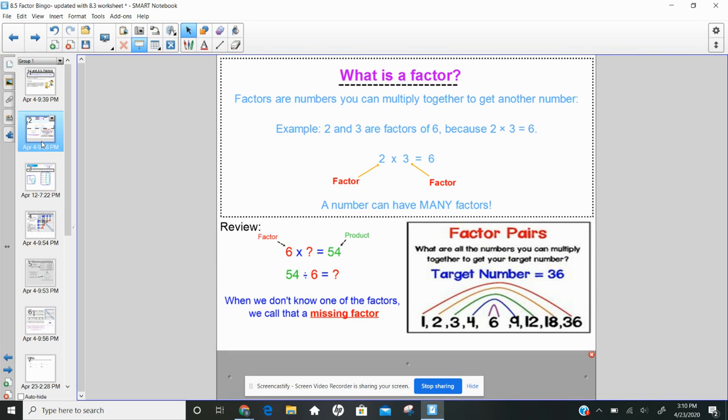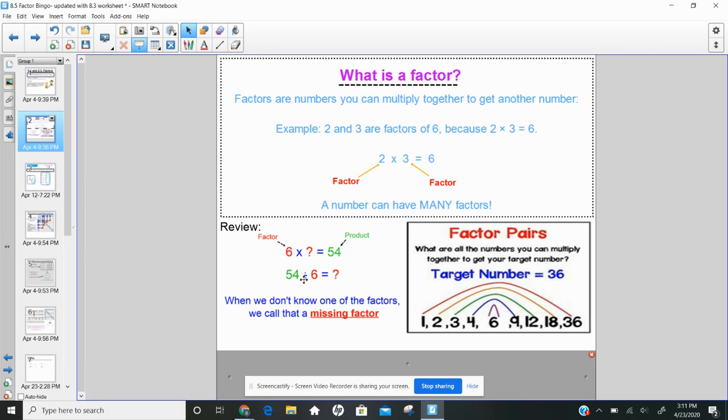So we've talked about factors. At the beginning of the year, we talked about missing factors, okay, where we're trying to figure out that missing number. And a factor is a number that you can multiply together with another to get a number. So for example, 2 and 3 are the factors of 6 because 2 times 3 equals 6. So the 2 and the 3 in this problem are the factors. 6 is that product. Right?